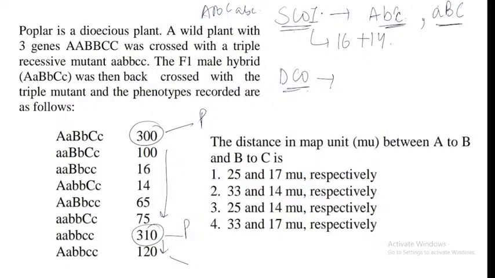Sadav, analyze properly. Capital A, small b, small c. So it would be 120. Observe carefully. Then it is small a, capital B, capital C. So it would be 100 plus 120. It is not 16 and 14. Analyze properly.